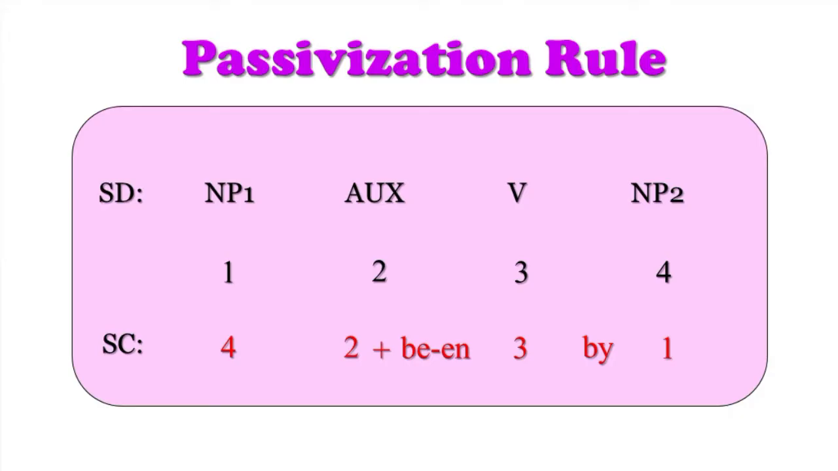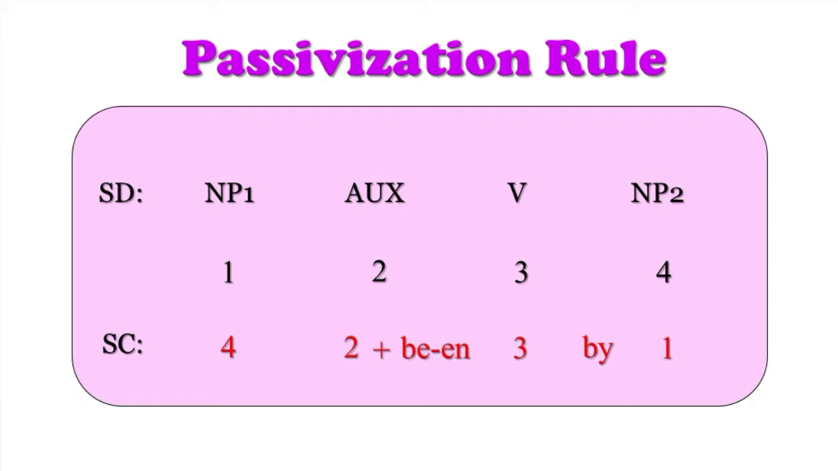ونقدروا نقولوا ان the passivization rule غتكون على الشكل التالي. the deep structure ولا the structural description ديال the passivization rule غيكون عندنا mp1 aux v and mp2. mp1 هو number 1, aux number 2, and the verb is number 3, and mp2 is number 4. The structural change تنشوفوا أن the mp2 اللي هو number 4 ولا عندنا في the position number 1 واللي هي ولات the object of the active sentence ولا عندنا هو the subject of the passive sentence.